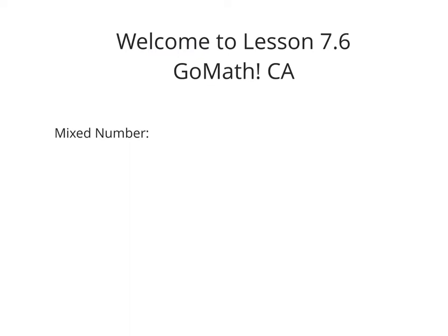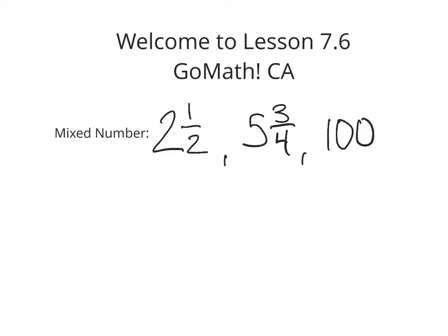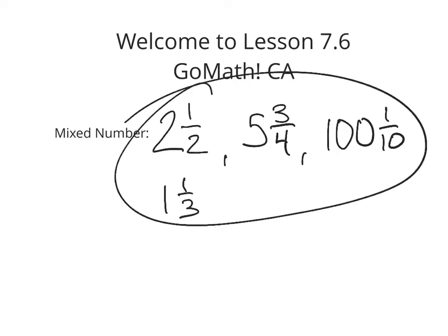Now, instead of me giving you a whole bunch of numbers or words and defining it like the book does, I'm just going to draw out some mixed numbers for you. A mixed number is nothing more than a whole number, say 2, and then a fraction: 2 and 1/2. That's a mixed number. You don't like that? Fine. What about 5 and 3/4? What about 100 and 1/10? Or how about 1 and 1/3? All right, these are all mixed numbers.